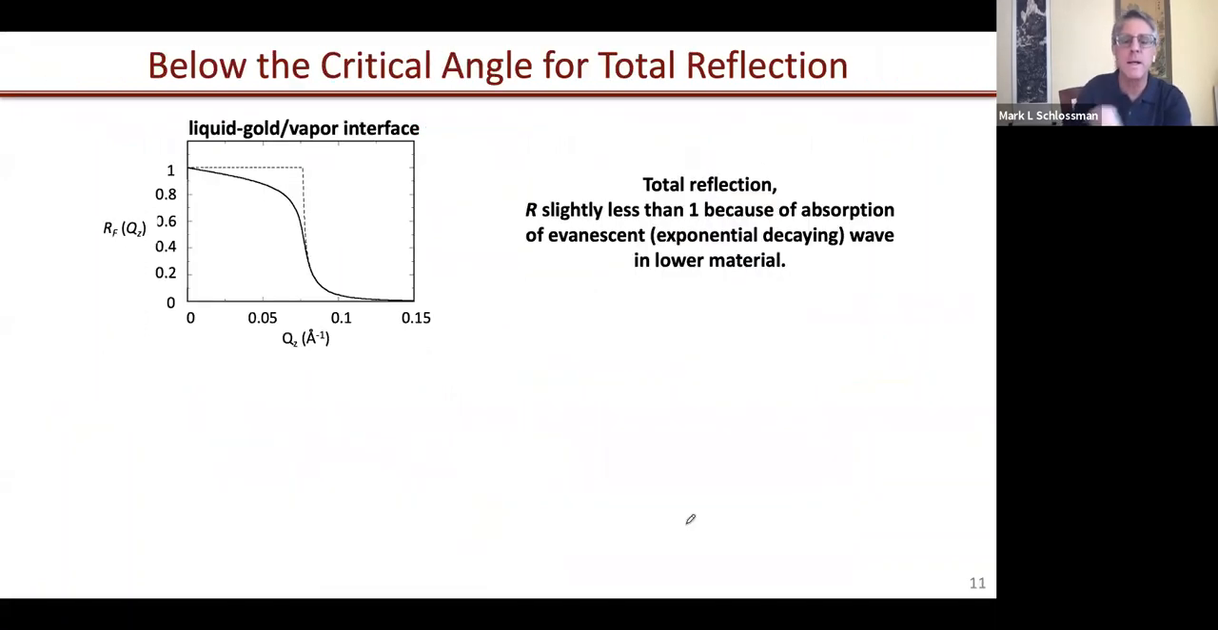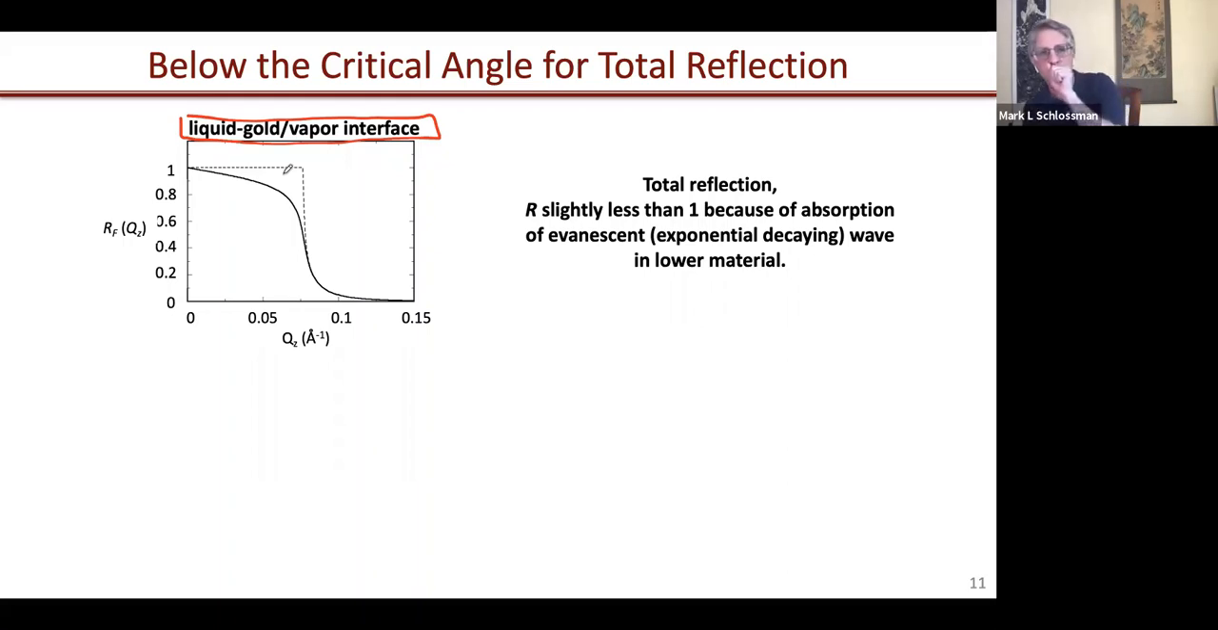Now, one other thing going on below the critical angle for total reflection, and here I show you the detail for our liquid gold vapor interface. Below the total reflection, you would expect that R is 1, but it isn't actually 1 because there's an evanescent wave, this exponentially decaying wave in the lower material, and there's some absorption. So the reflectivity is a little less than 1.